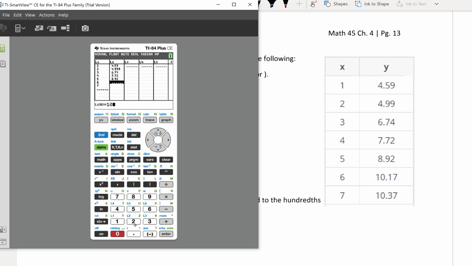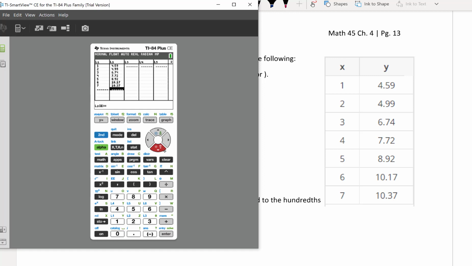And then 10.17, and then 10.37. Okay, so I'm just going to take a couple of seconds here just to make sure I wrote everything right. And notice here I have 999, so that's one too many nines. So that should really be 4.99. This is a touch screen computer, so it's really touchy and really sensitive. So I always want to make sure I wrote everything correctly. So 4.59, 4.99, 6.74, 7.72, 8.92, 10.17, and 10.37. Okay, perfect. Now I've double checked everything.